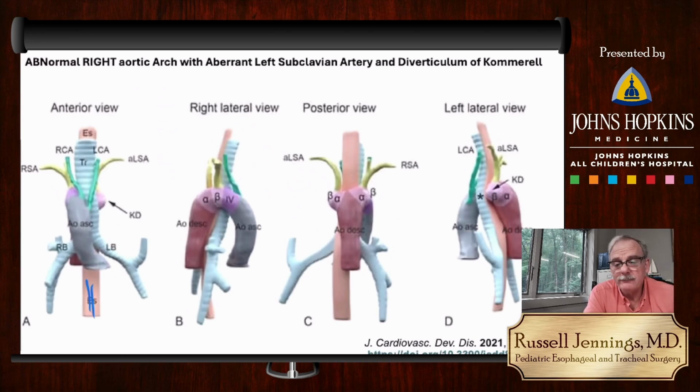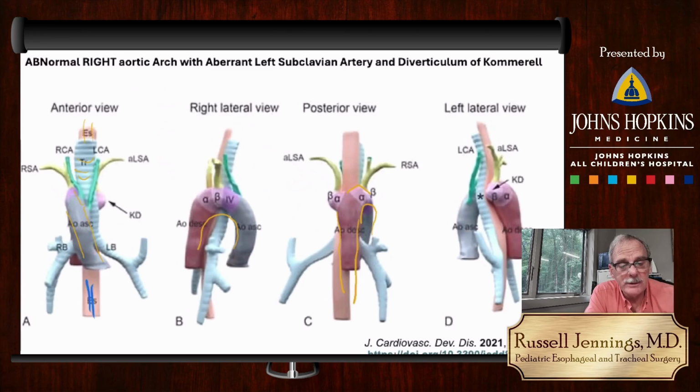This is a beautiful drawing of a right aortic arch with an aberrant left subclavian artery and a diverticulum of Kommerell. From the front, we can see the ascending aorta going around the right side of the trachea, which is right here, and you can see the esophagus behind it. When we look from the side, you can see the aorta is wrapping around the left mainstem bronchus. And we look at from the back, we can see the right aortic arch, which is coming around here, and the descending aorta right here, impressing the back of the esophagus.